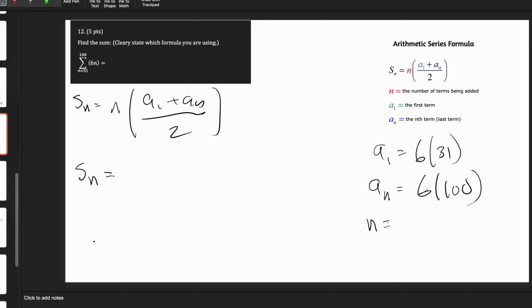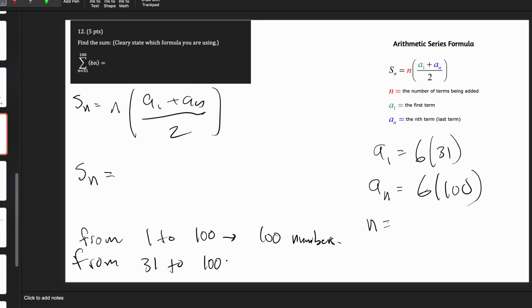From 1 to 100, there are 100 numbers. From 31 to 100, there are actually 70 numbers, right? You might be tempted to say, I'm going to do 100 minus 31 to get 69, but that's not right. It wouldn't be right to do 100 minus 1 equals 99 numbers.